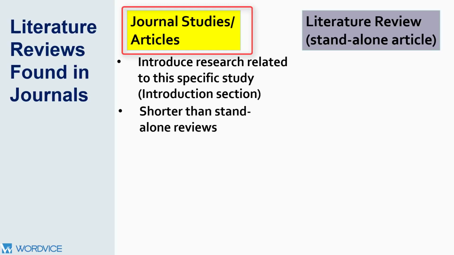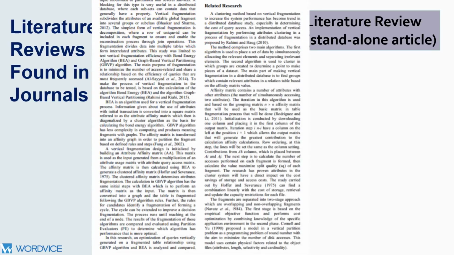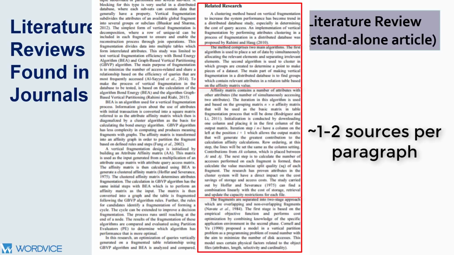It is shorter than standalone reviews because it must limit its scope to very specific studies and theories that are directly relevant to this study. It is also often used to set research precedent and support theory or methods. Here is an example of a review of the literature, accompanied by the heading, Related Research. This section is 4 paragraphs in length and cites 4 to 5 sources, or roughly 1 source per short paragraph. This is fairly standard for a literature review introducing an article or study.